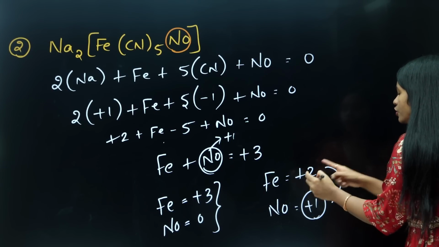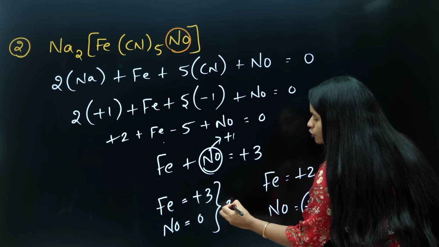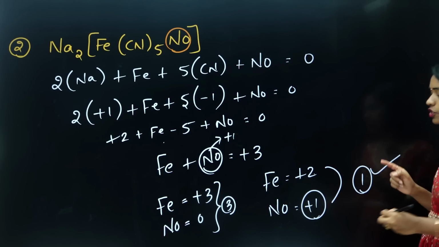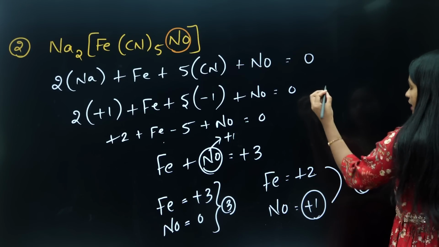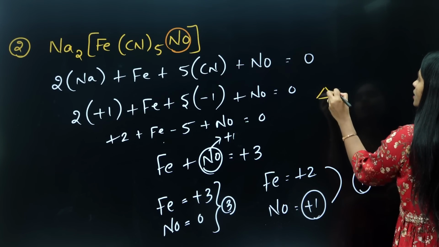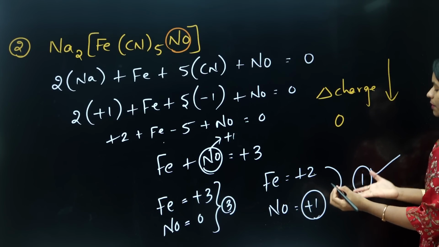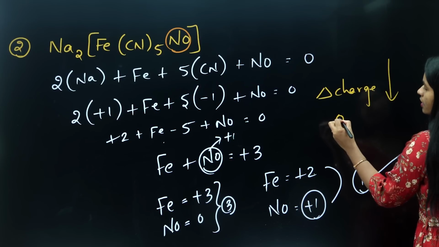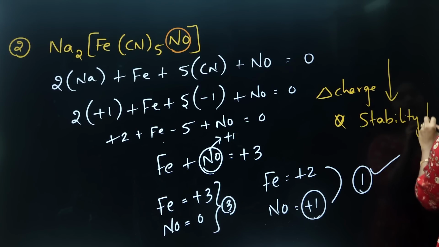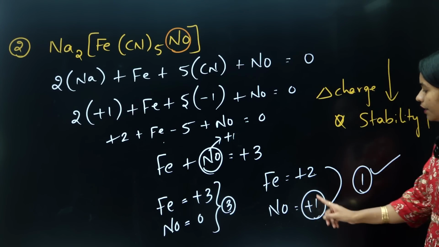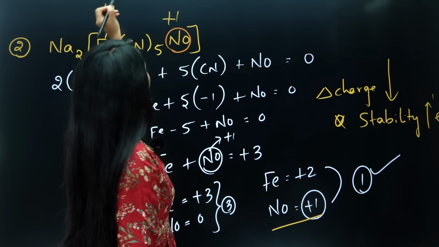Now see the difference, students. 2 minus 1 is 1. And here the difference 3 minus 0 is 3. So where is less difference? Here less difference. Wherever you are getting less difference, that is the oxidation state. Less charge difference, then that particular charge we have to take. So more stability increases. Clear? Now here NO is acting as +1 and here the oxidation state of iron is +2.